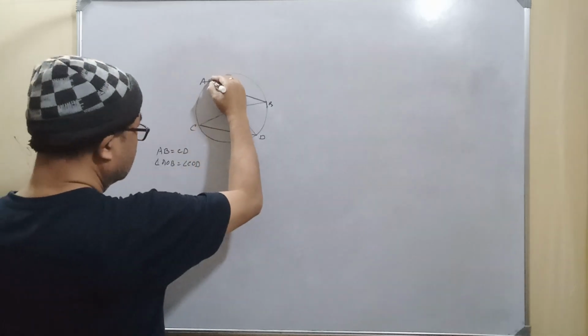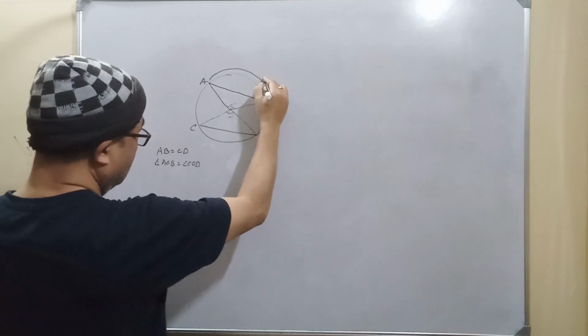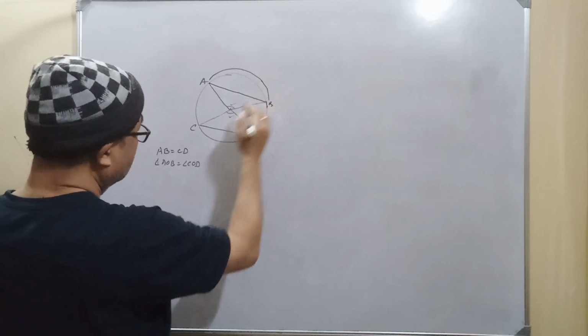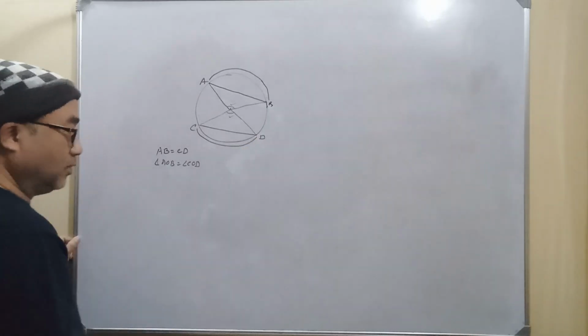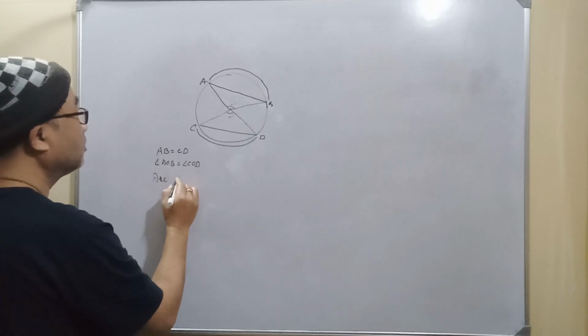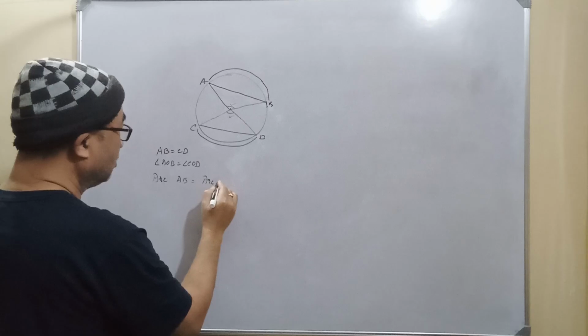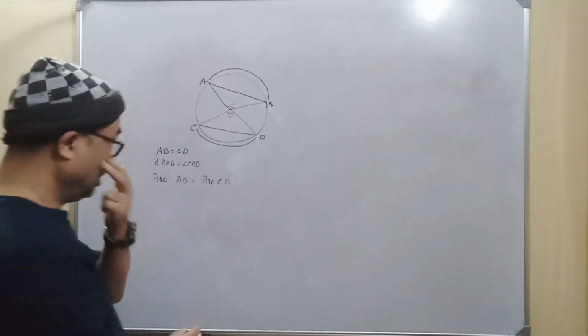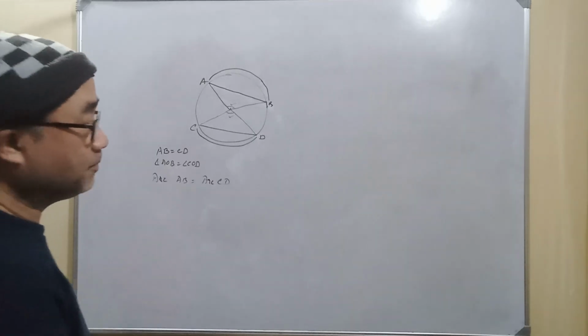And the arcs they produce also will be equal. Arc AB equals arc CD. Okay, this is the first property.